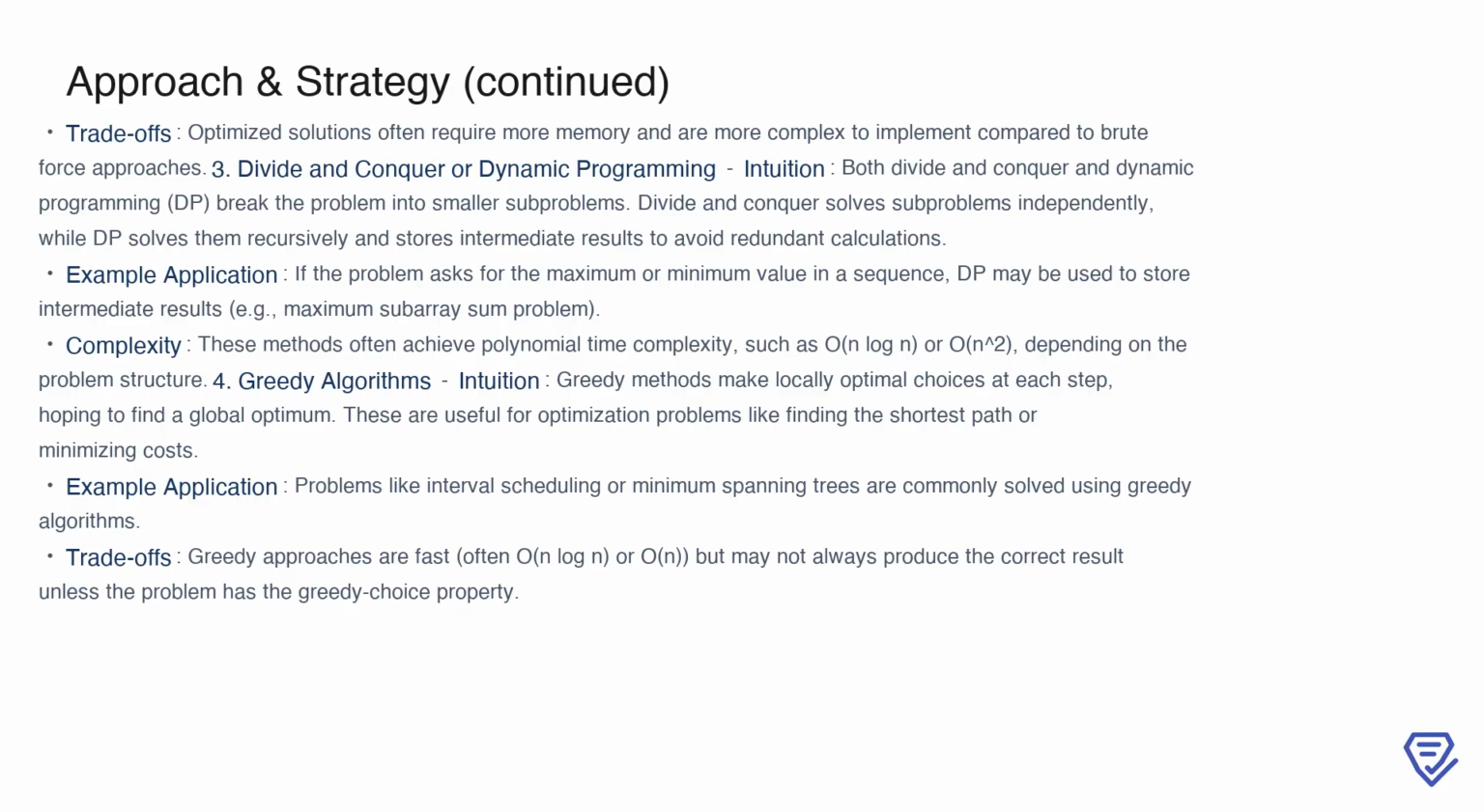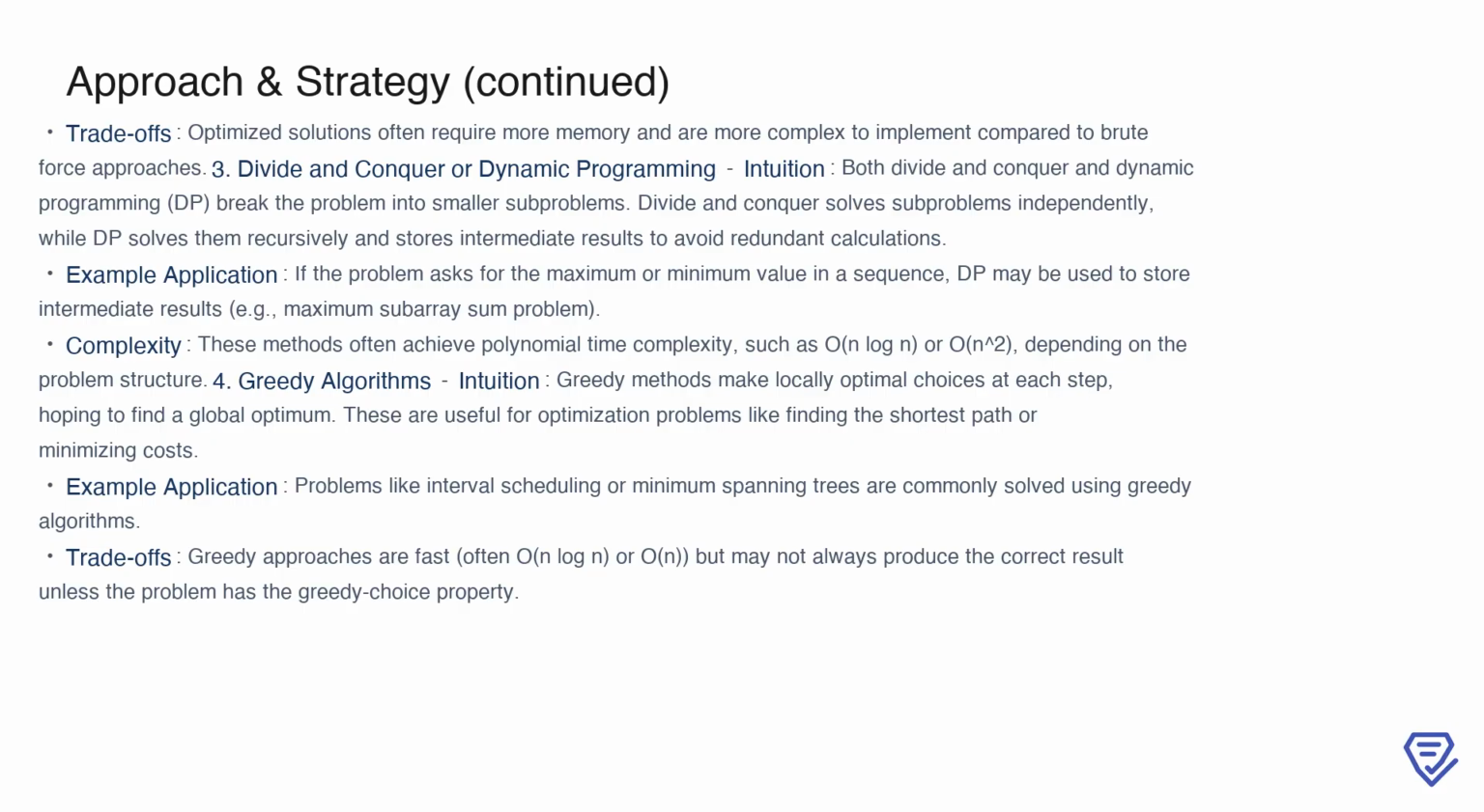For example, if you're tasked with finding the maximum or minimum value in a sequence, dynamic programming can efficiently store and reuse results, as seen in problems like the maximum subarray sum. These approaches often achieve polynomial time complexities, such as O(n log n) or O(n^2), depending on the problem.